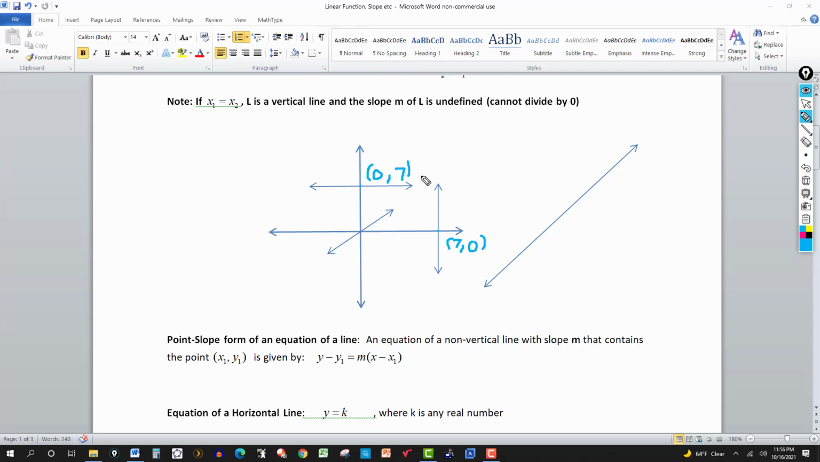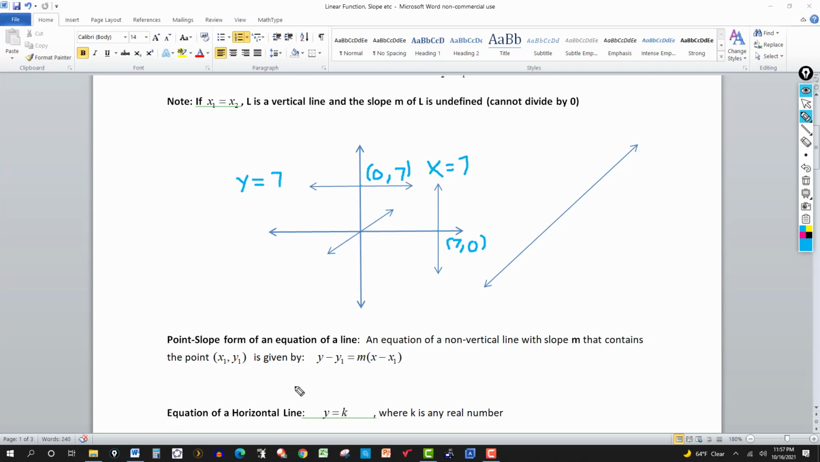So that's why we can say that the equation of this vertical line is x equals 7. The y value can be any number. Whereas for the horizontal line, the y value is always the same, so the equation of that line is just going to be y equals 7. That's always going to be the case.